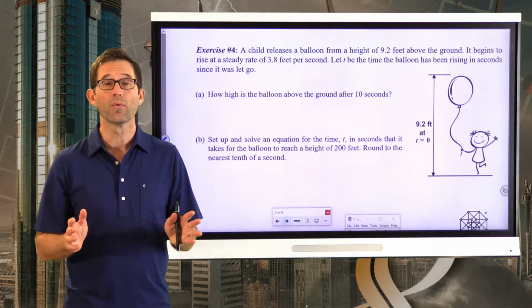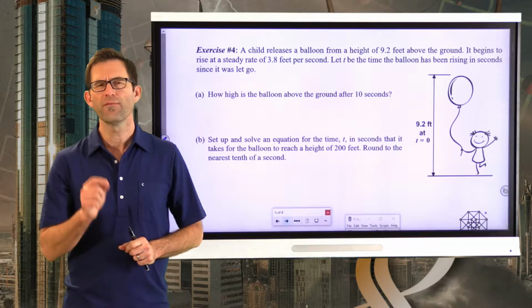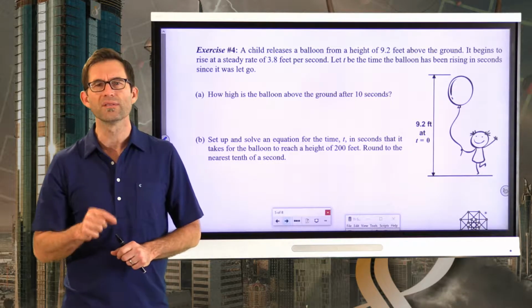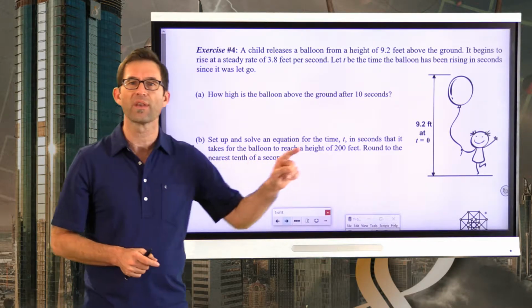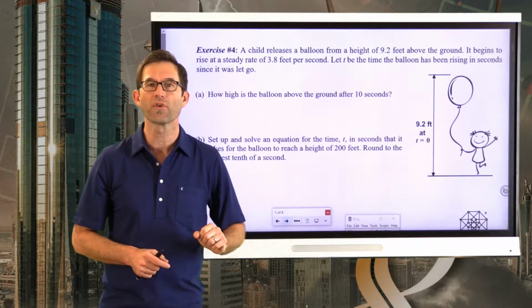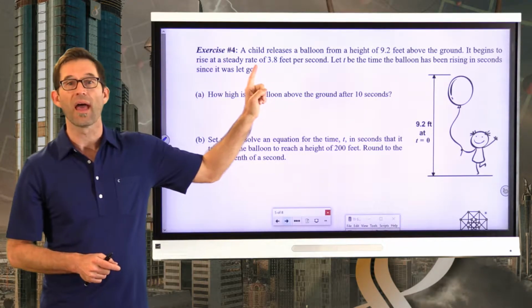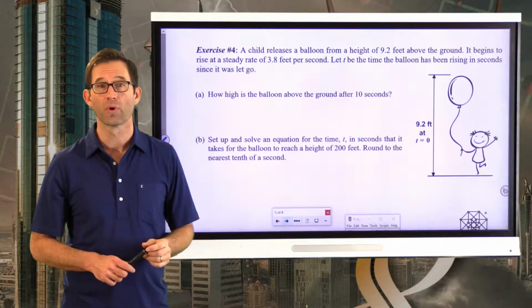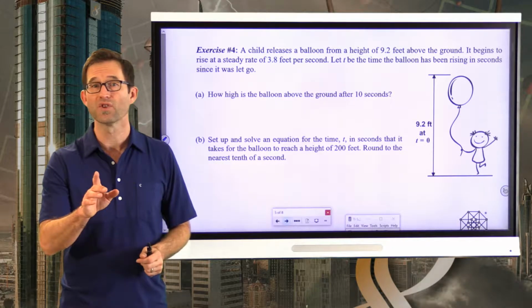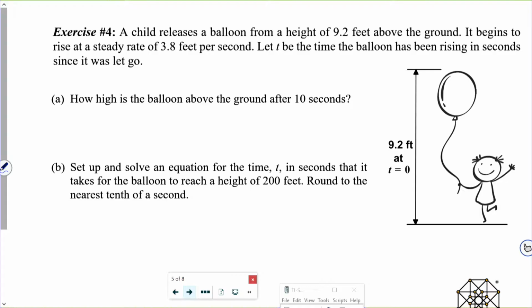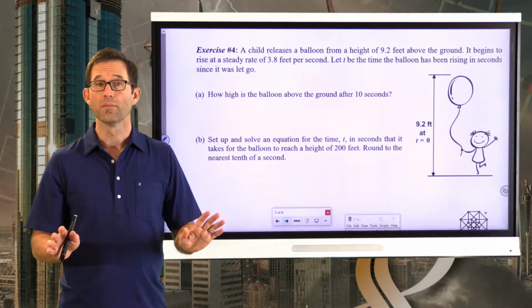So what I'd like you to do right now is pause the video and figure out how high the balloon is after 10 seconds, given the fact that it starts 9.2 feet above the ground and it's rising at 3.8 feet per second. Pause the video now. Just take a moment to do this. All right, this should be easy.